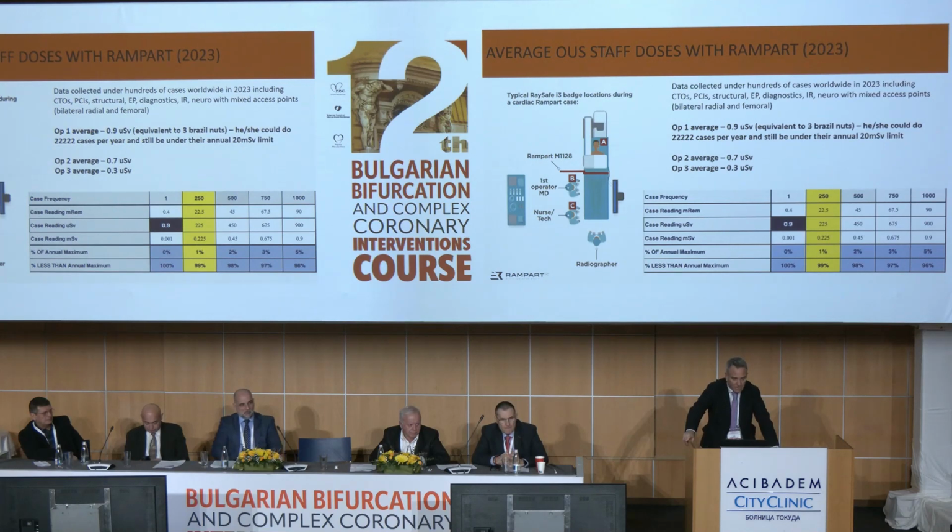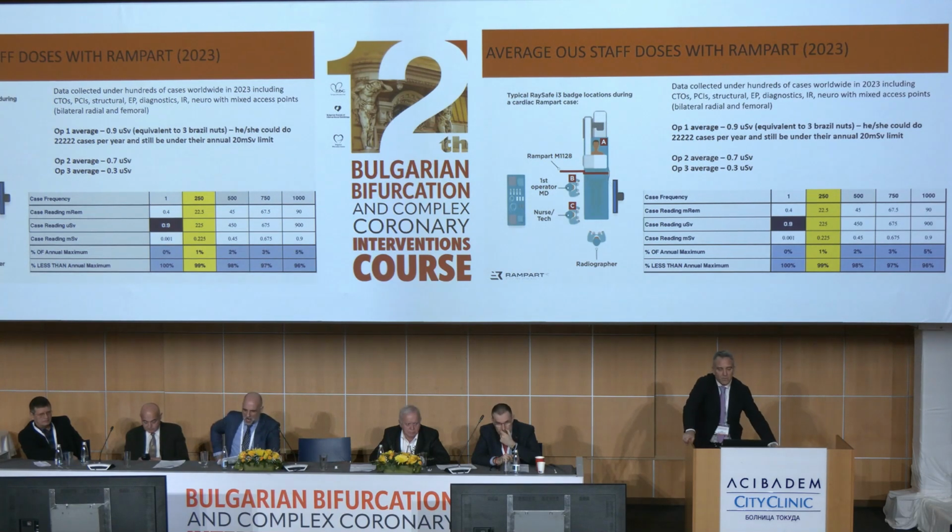The average doses are: operator 1 gets, for example, 0.9 microsievert, operator 2 gets 0.3 microsievert, and operator 3, if there are 3 operators, gets 0.3 microsievert. If you would do 250 cases with Rampart, that would get you 1% of the annual maximum. So this is an extremely low dose. The 0.9 microsievert for operator 1 on average is equivalent to eating 3 Brazil nuts. That's really nothing.